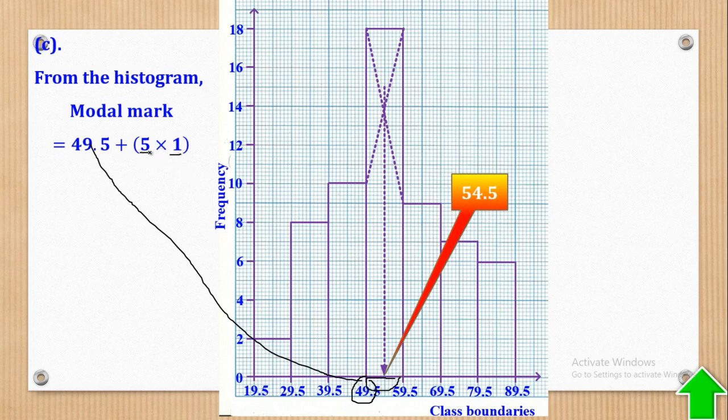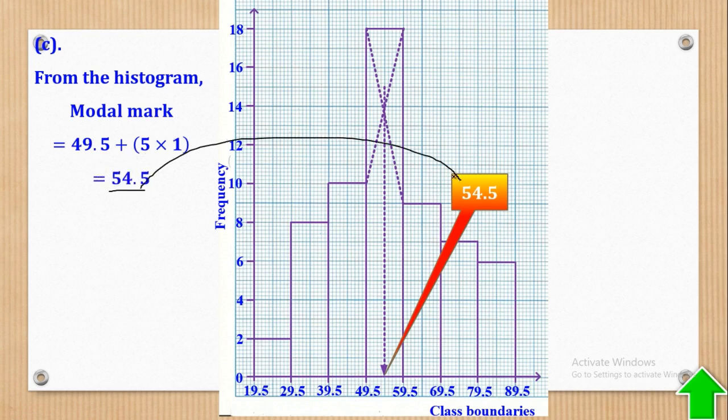Now how about this 5? This 5 comes from counting the small squares. From here to here there are 5 small squares, that's why this is 5 here. When I use a calculator and simplify, I come up with a value which we read off here. So that is how they can read this value. Basically that's what they wanted.